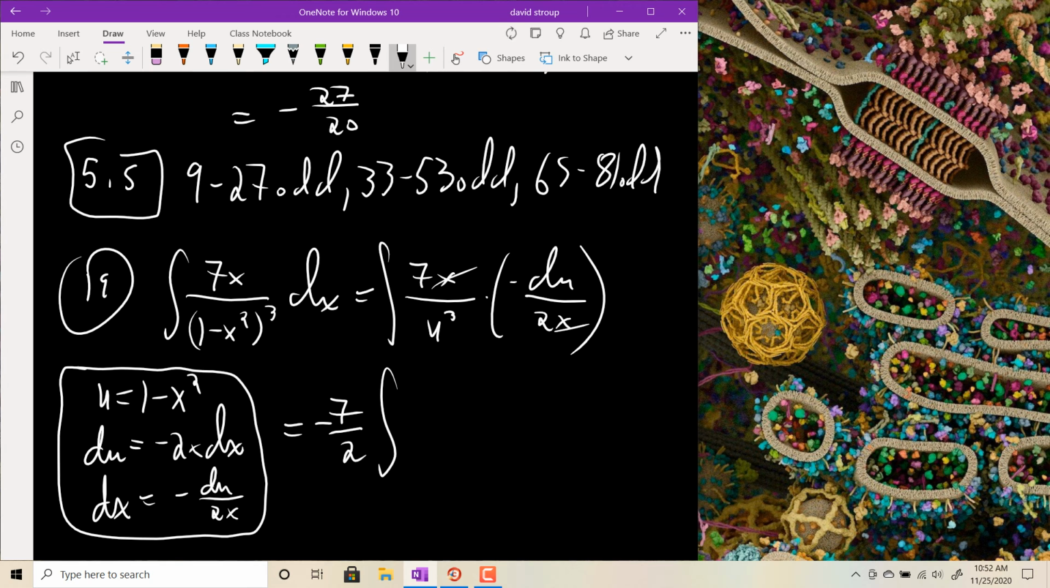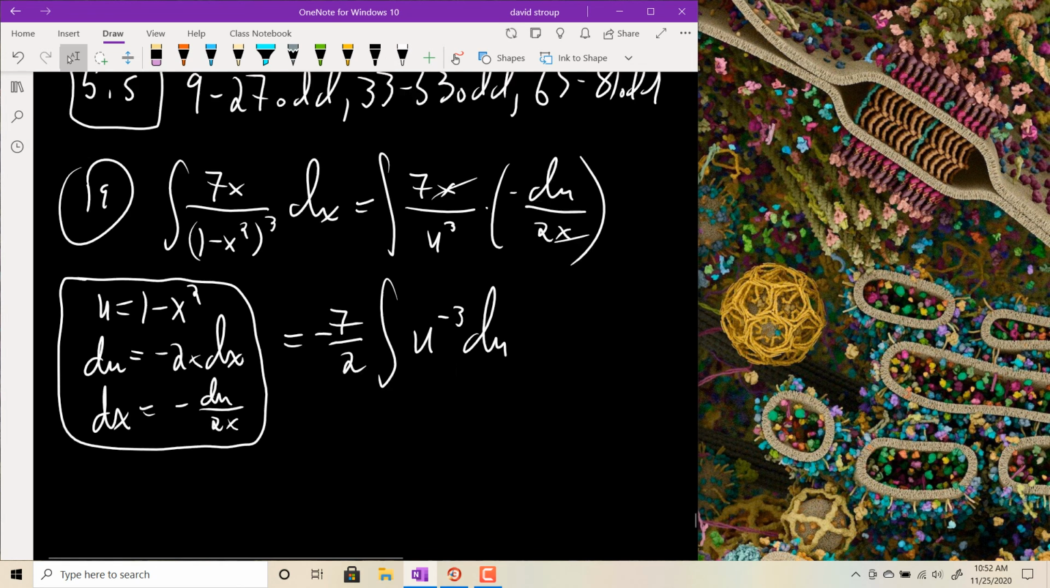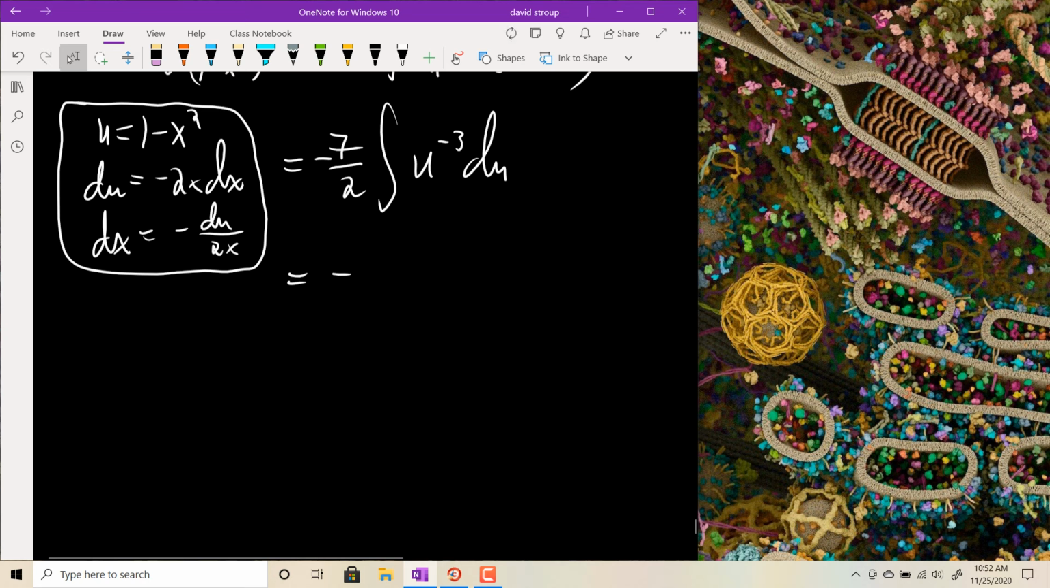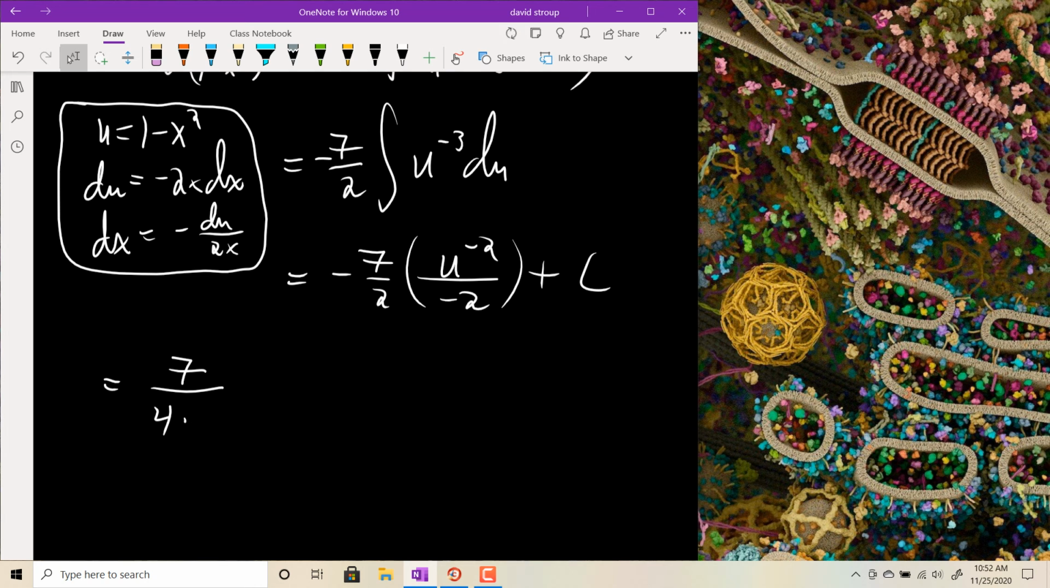-7/2 integral du over u cubed, in other words, u to the negative 3 du. And then use power rule, back sub. Negative 7/2 u now to the negative 2 divided by negative 2. Negative, negative, positive 7/4 u to the negative 2 plus c. And then we get 7 all over 4 times (1 minus x squared) squared plus c.